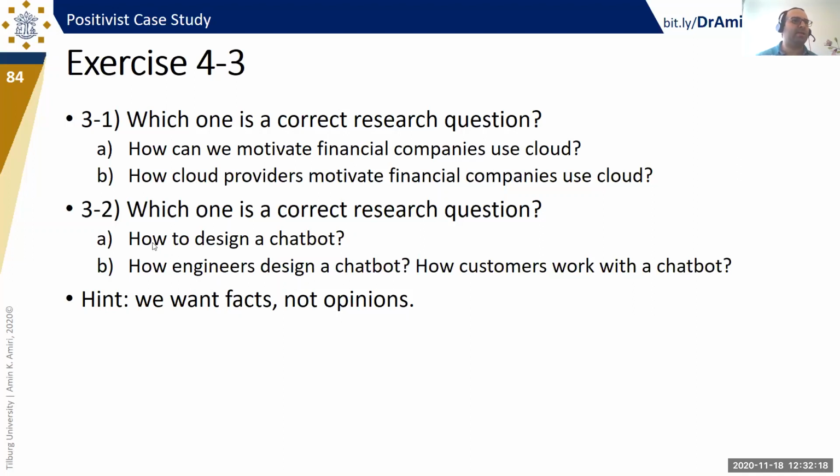Or here it says how to design a chatbot. So the thing is that you can have these questions. It's not a problem as long as you say that I am doing a design science study, I'm going to gather requirements. But if you call it an exploratory case study or explanatory case study, then this should be about facts, not opinions, about what happened, not what should happen or what would happen in the future.